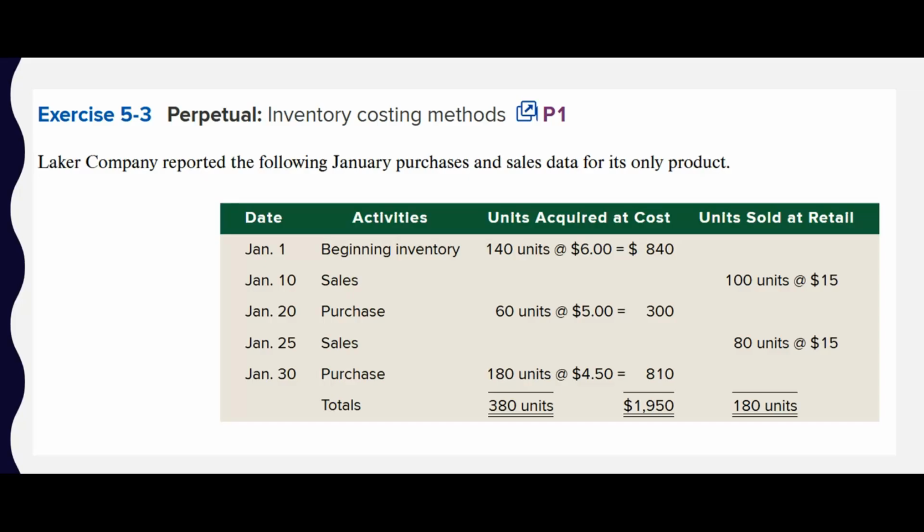On January 25th, there was a sale. We sold 80 units at a price of $15 per unit to our customers. But which 80 units were these? Were these the units from beginning inventory? Were these the ones that we just purchased? How much of each? We use our inventory costing method, last in, first out, to determine that.